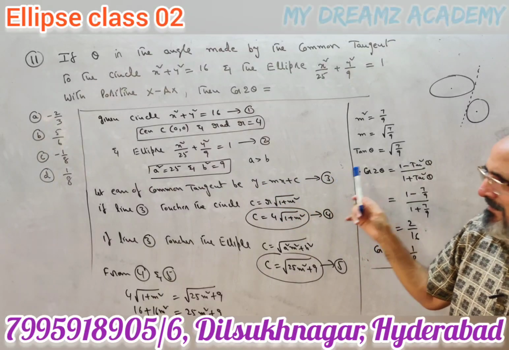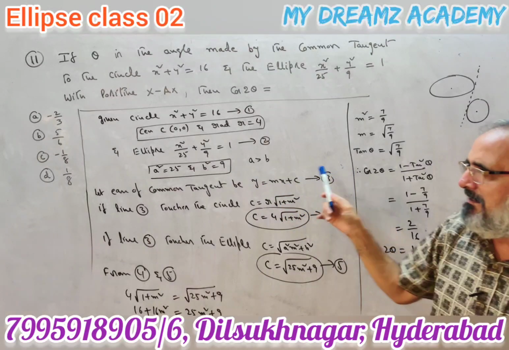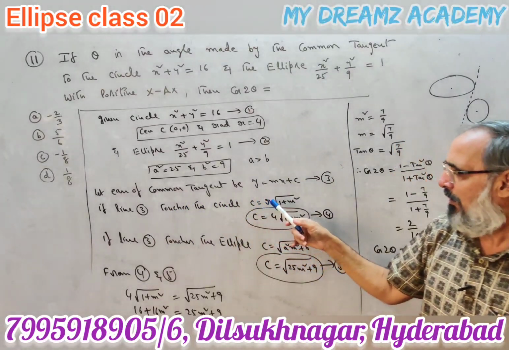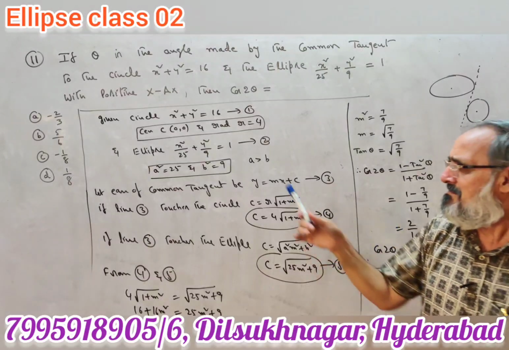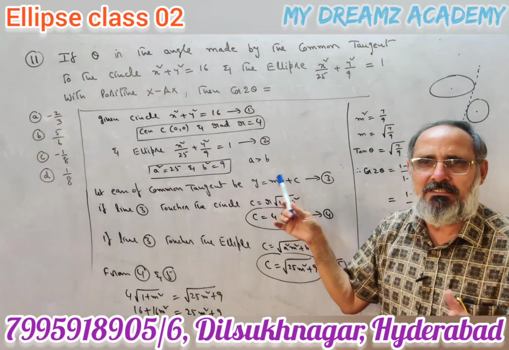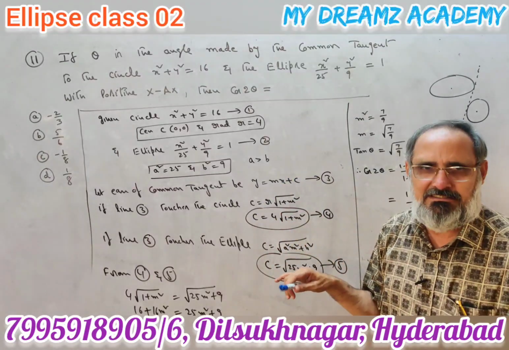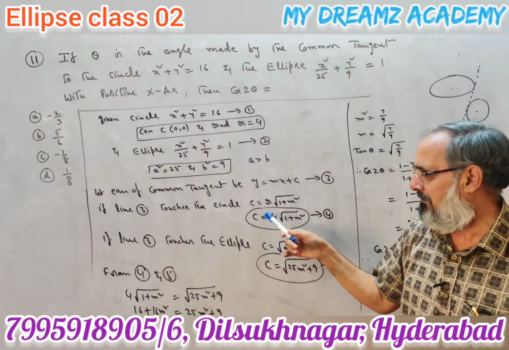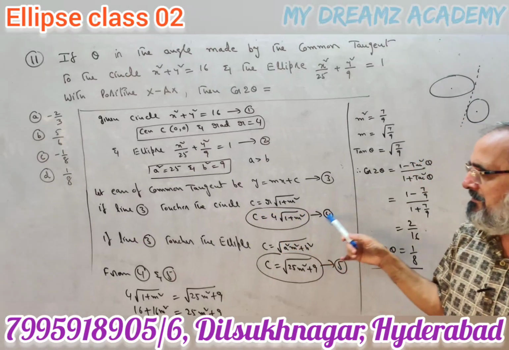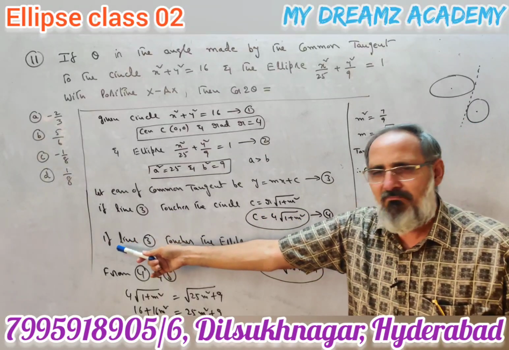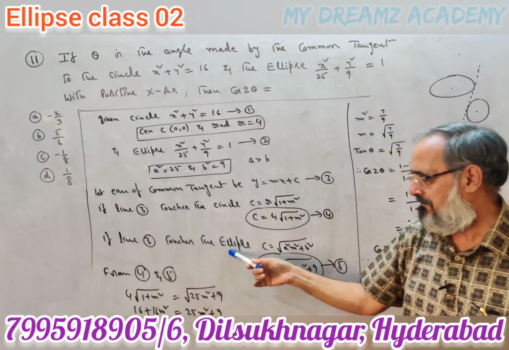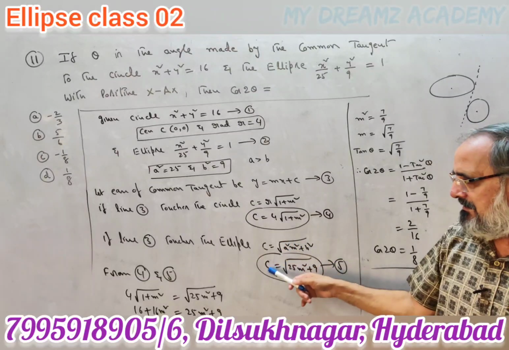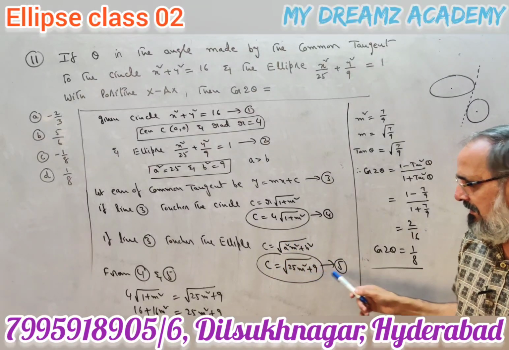This is the third. If this common tangent touches the circle, the condition you must remember: c equal to r into root of 1 plus m square. Whenever a line y equal to mx plus c is a tangent to the circle, the standard condition is c equal to r into root 1 plus m square, where r is the radius, remaining as it is. That will be the fourth. In the same way, if the line also touches the ellipse, the condition is c equal to root of a square m square plus b square. So c equal to root of 25 m square plus 9, that is the fifth.